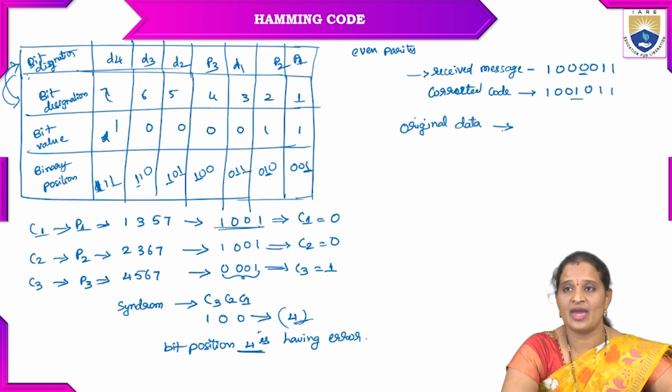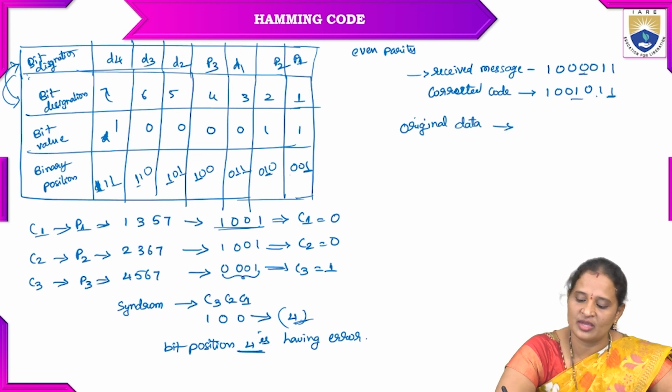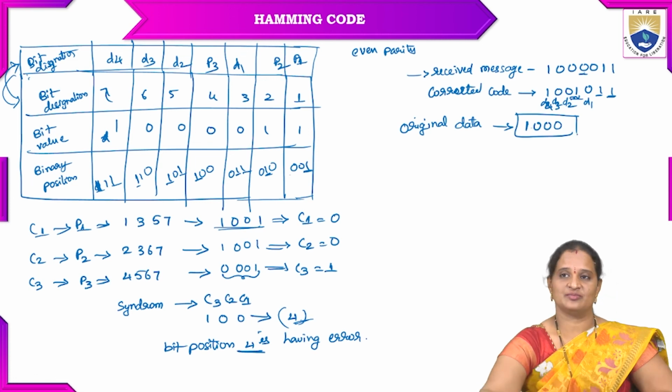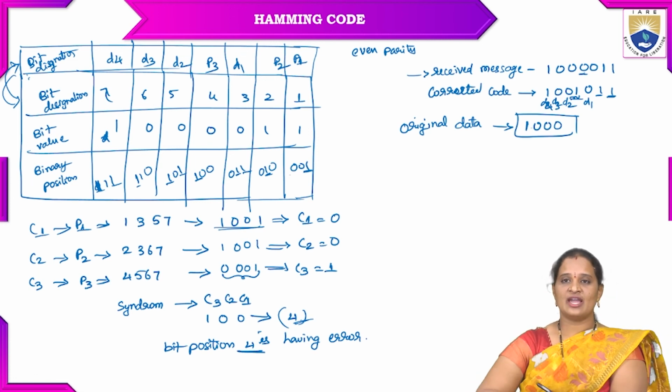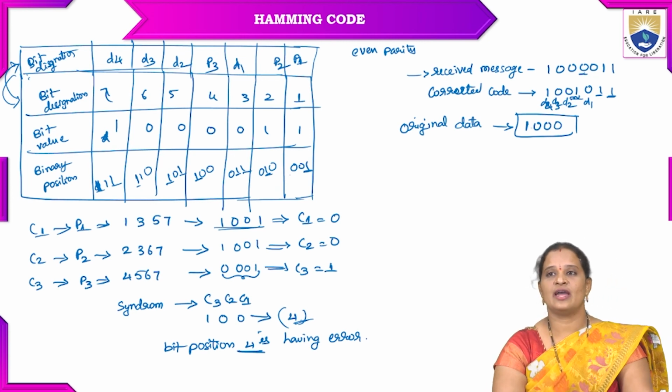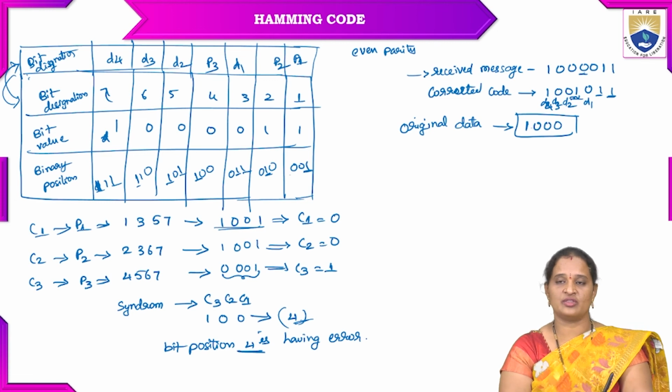By excluding the parity bits, which are P1, P2, and this one also a parity bit, we have the message bits. So this is D4, D3, D2, D1, that is 1000. This is my original message transmitted. That is how at the receiver side, the receiver can decode the message, identify the errors and error location, find the corrected message, and retrieve the original data transmitted.